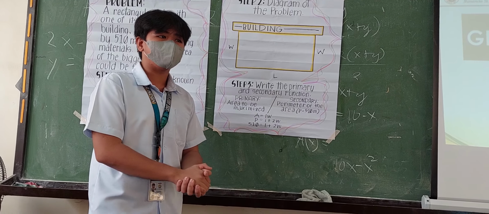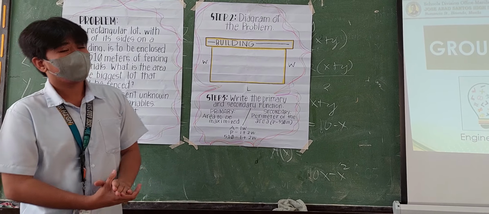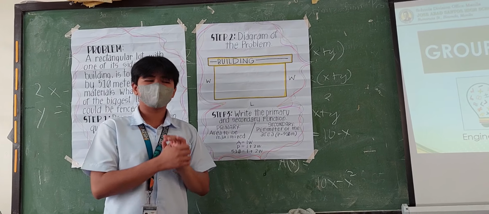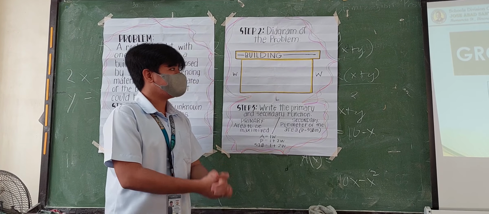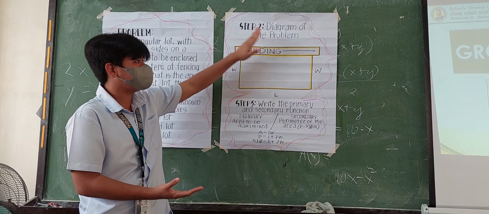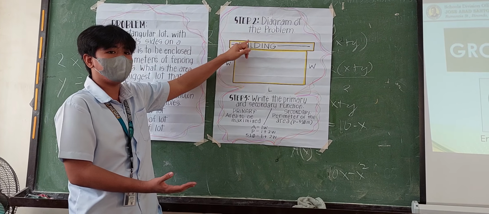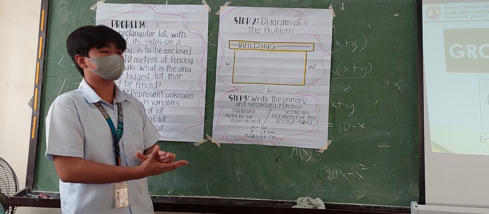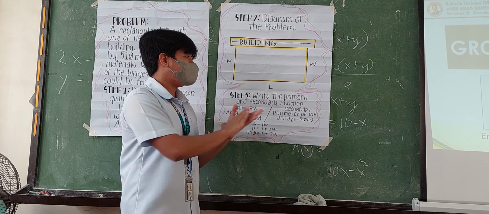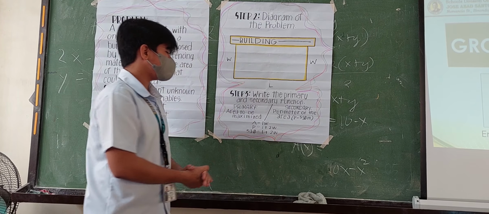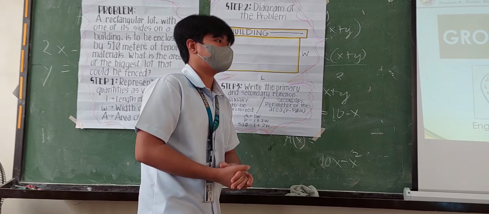And our secondary function, which is the perimeter, is already given. Normally, we will use the formula 2 length plus 2 width is equal to perimeter. But since one of our lengths is already on a building, we will not consider this to be fenced, and now we will only have 2 widths and 1 length. So, we will have 510 is equal to length plus 2 width. And considering that, we will now move on to our next step.